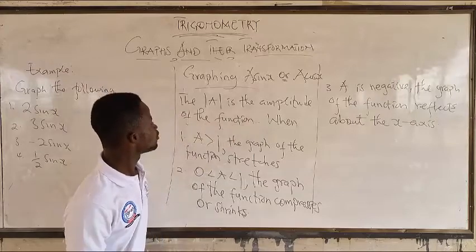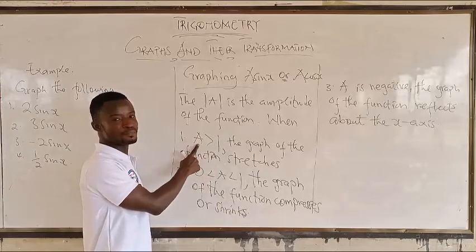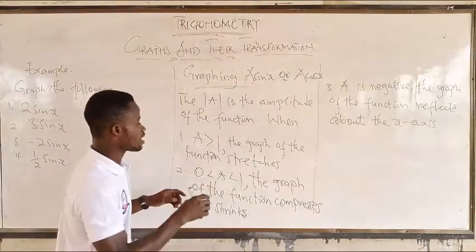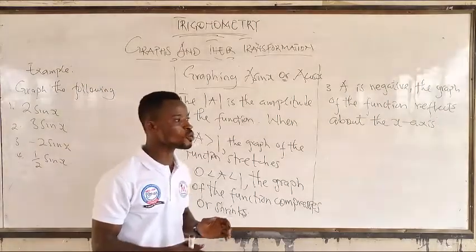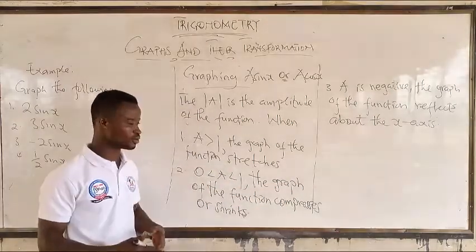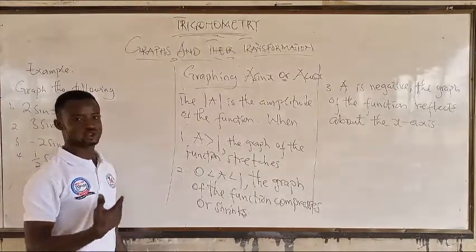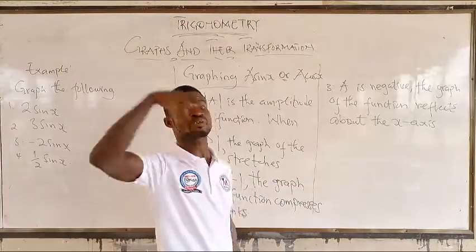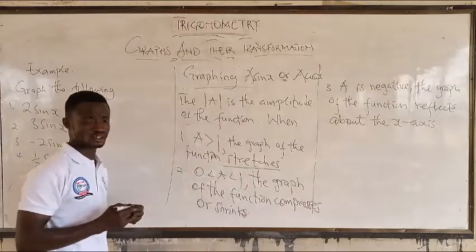Now, let's investigate this amplitude. When a is greater than 1, the graph of the function stretches. So when a is 2, the graph stretches to 2. When a is 3, the graph stretches to 3. When a is even a million, the graph will stretch to a million. So the graph stretches. Please take note of it very well.